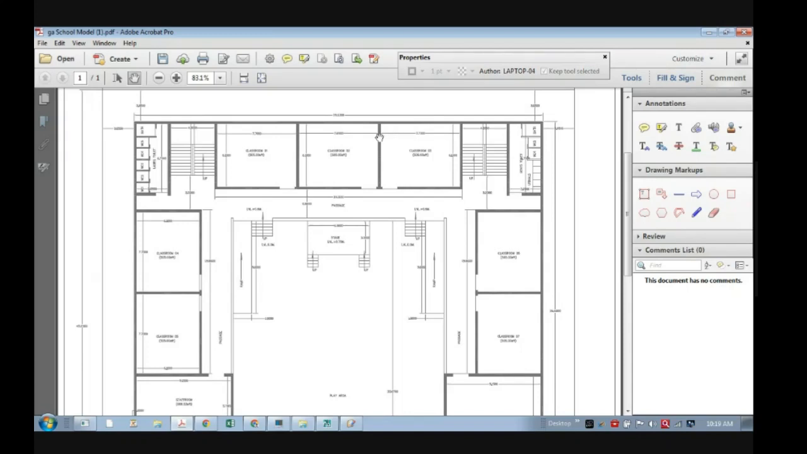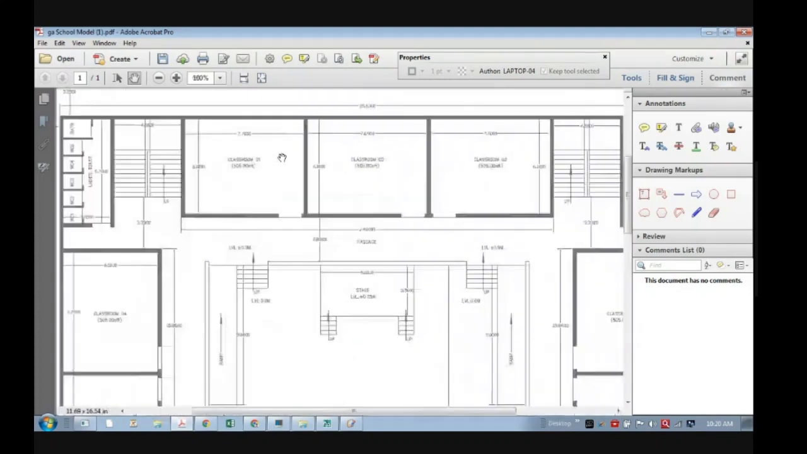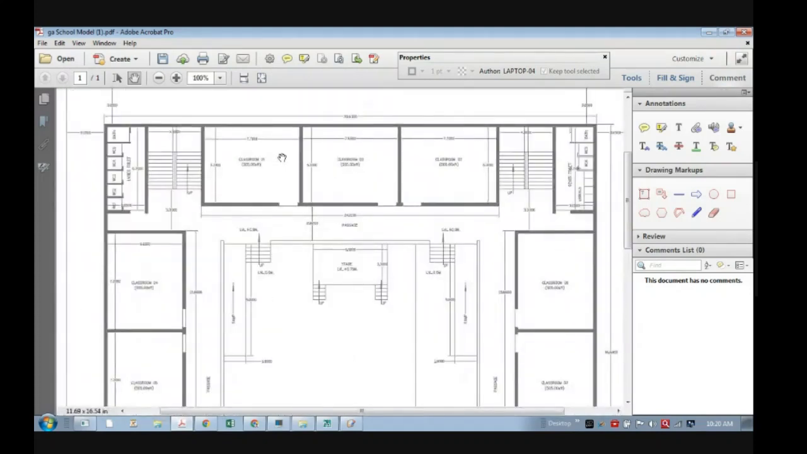In school buildings, the room dimensions are generally bigger. So classrooms are bigger. And in a residential building, rooms are very small. A living room, kitchen, 4 meters by 5 meters, maximum. These are the sizes. But in a school building, you can see 7.7 by 6.1. So it's quite a big size. So every plan has its peculiar functional requirement. There is a peculiarity for every room, every plan, every building.